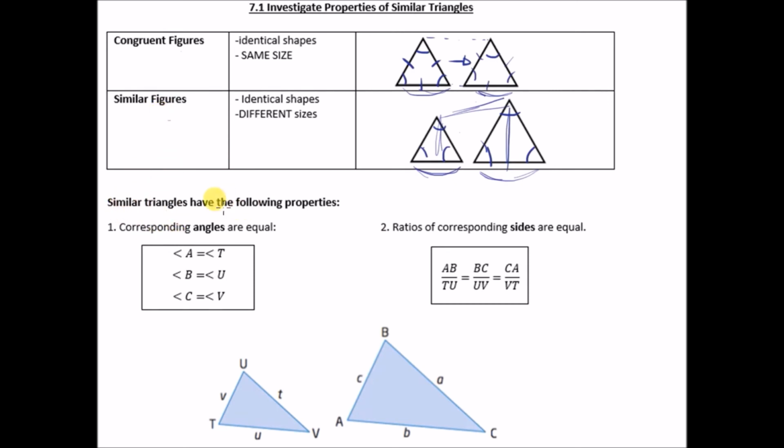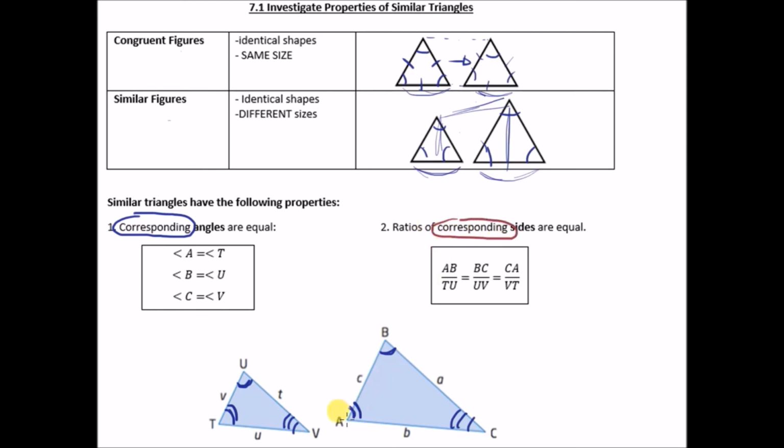Similar triangles have the following properties. Corresponding angles are equal. This word is very, very important: corresponding. So I'm going to give you an example. Angle U corresponds with angle B. Angle T corresponds with angle A. And angle V corresponds with angle C. It's important to complete these in a certain order and make sure that we're completing them using the corresponding angles. The other thing about similar triangles is that the ratios of their corresponding sides are equal.